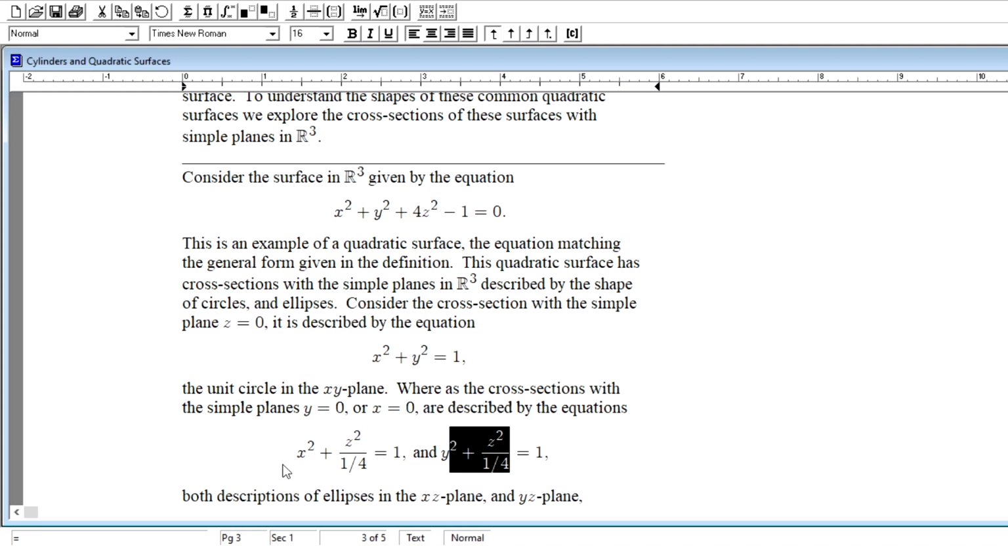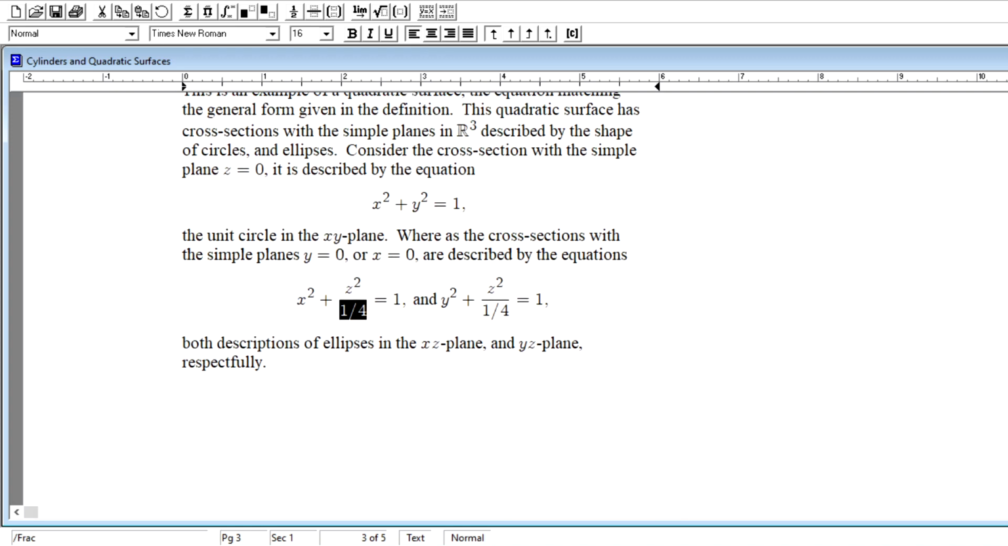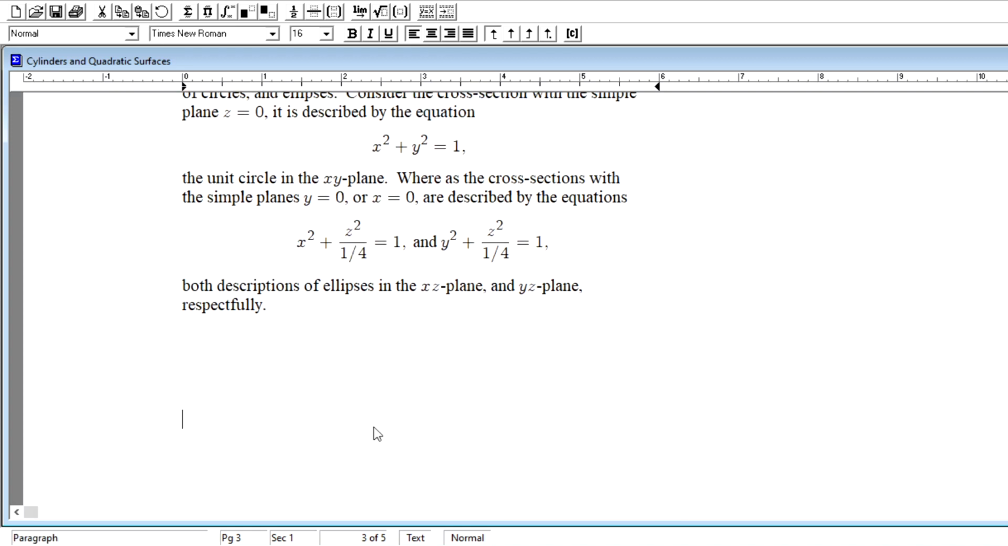Both ellipses here have a major axis on either the x-axis or the y-axis, with a vertex at plus or minus 1, 0, and then a minor vertex along the z-axis in both cases at the square root of 1/4, which is 1/2, plus or minus 1/2 along the z-axis. That's going to describe these ellipses in those planes respectively.